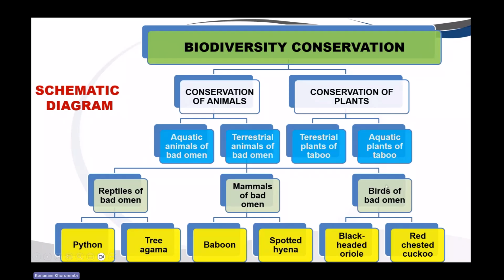Those are more abstract than the yellow ones. But the darker blue ones, where you see aquatic and terrestrial animals of bad omen and plants of bad omen, are even more abstract than the birds, the mammals, and the reptiles. As we move further, you can see there is conservation of animals on the far left and conservation of plants on the far right. Those are more abstract than any other.